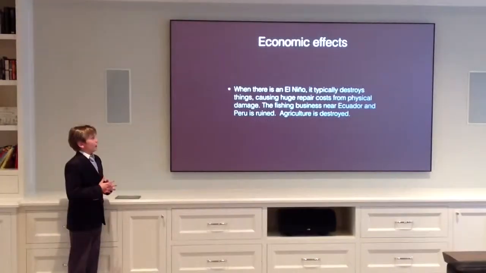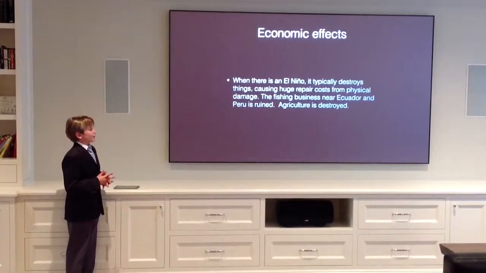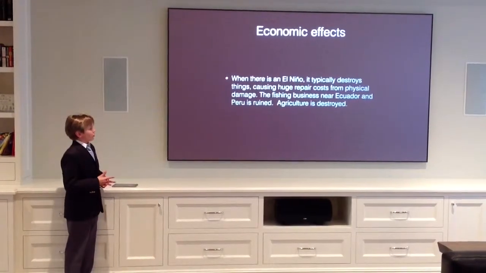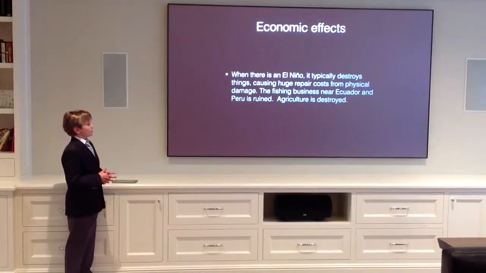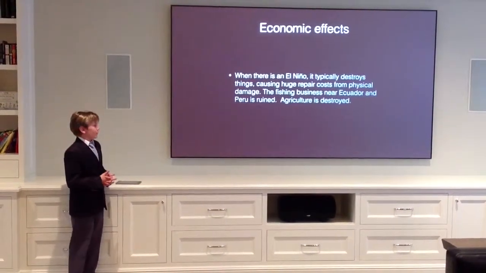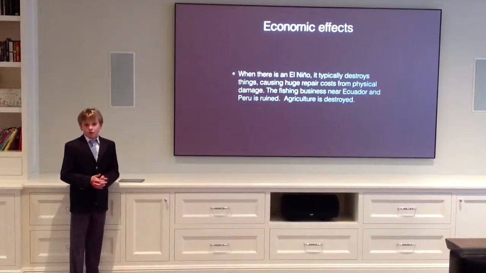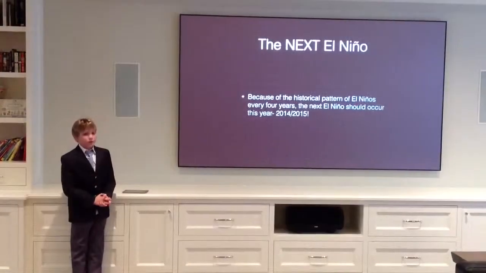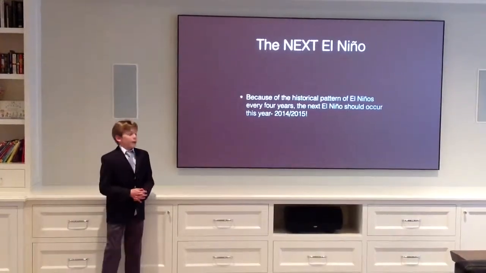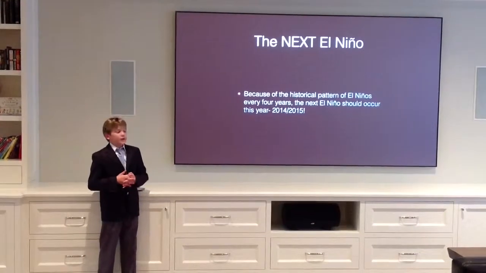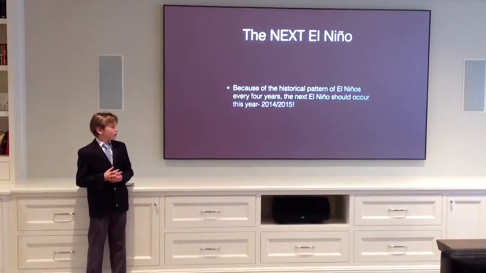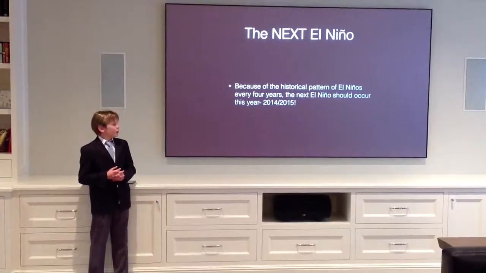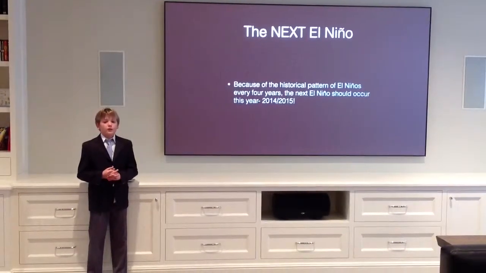Here are the economic effects. When there is an El Nino, it typically destroys things, causing huge repair costs from physical damage. The fishing business near Ecuador and Peru is ruined, and agriculture is destroyed. The next El Nino: because of the historical pattern that El Ninos occur every 4 years, the next El Nino should happen this year, 2014 to 2015.